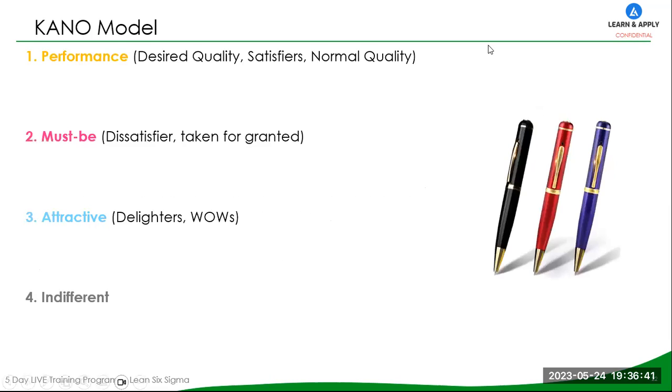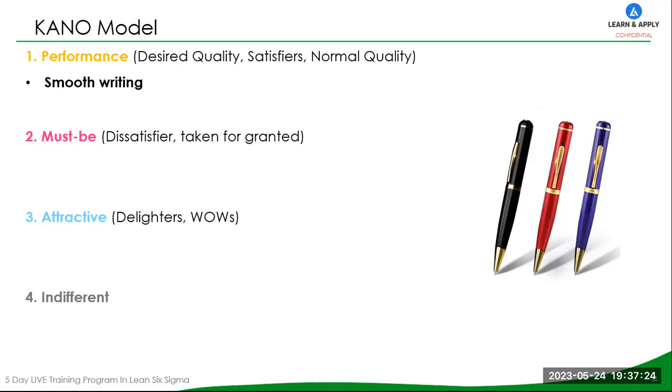Now, let's take an example and try to identify these. Let's say we have this pen, which is available in three colors. What will be the performance characteristic? Like the quality of writing, absolutely, the ink should not come out and all. So it is smooth writing, right? Yes, smooth writing is a performance. What is a must-be? It must have ink, or it must have a refill. Yes, absolutely.